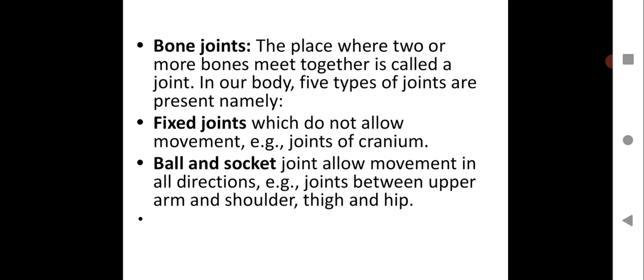Bone joints are extremely important because if there are no joints, then moving of the arms and the legs and all the other body parts will not be possible. So we are going to see the 5 different types of joints which we have. First, fixed joints, which do not allow movement, that is joints of the cranium, that is the skull. Ball and socket joint allows movement in all directions, that is joints between upper arm and shoulder, thigh and hip.